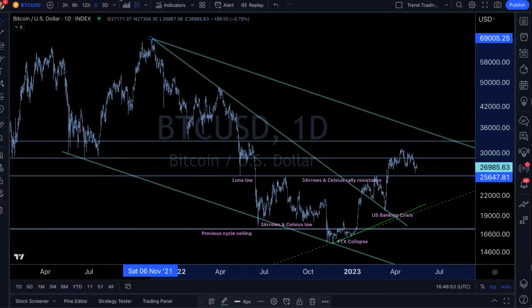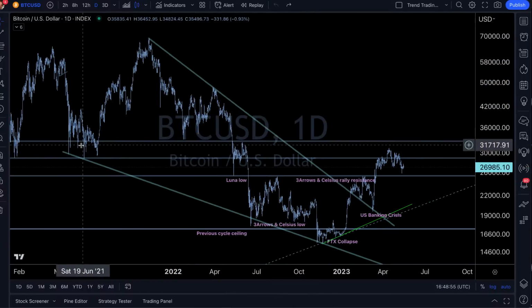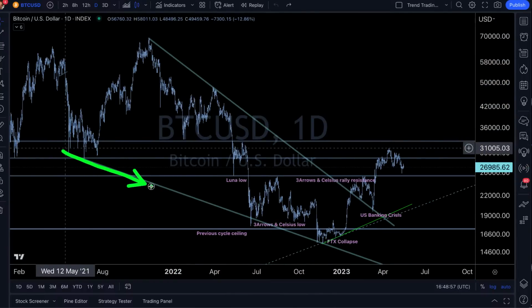The line was initially drawn in, if you go back to the beginning of the session, and you could see this line right over here.